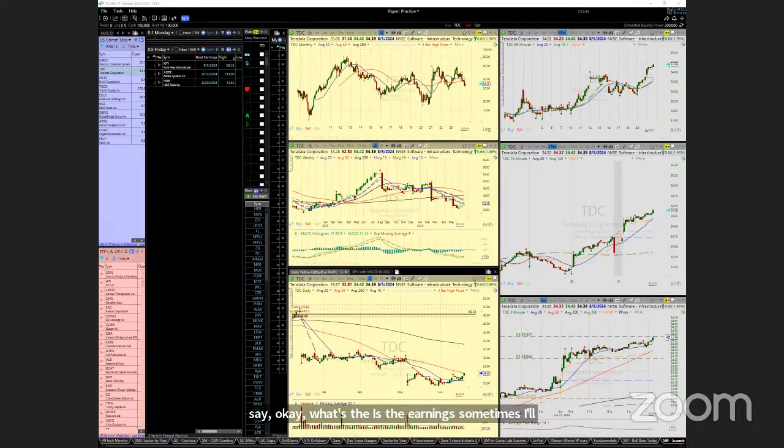Sometimes I'll suggest a stock that I haven't paid as close attention to earnings, but I do in the evening when I'm developing the rest of the plan. So those are just things that hopefully have been helpful.